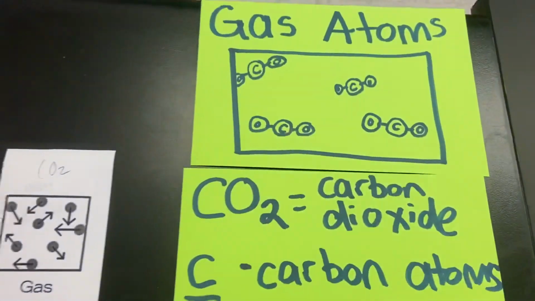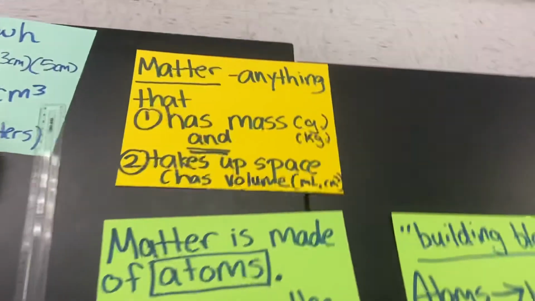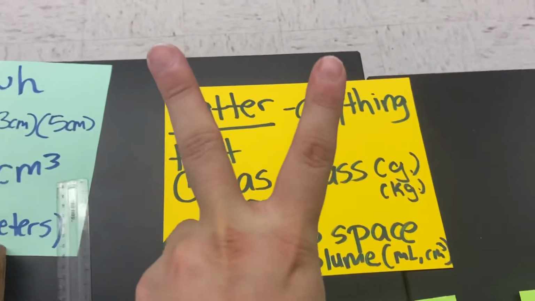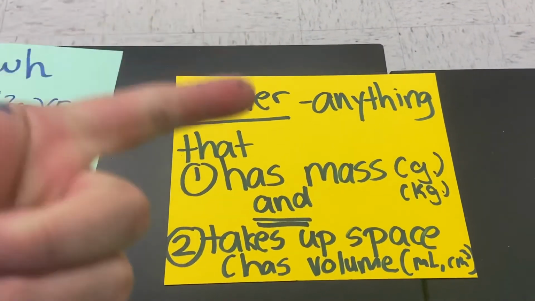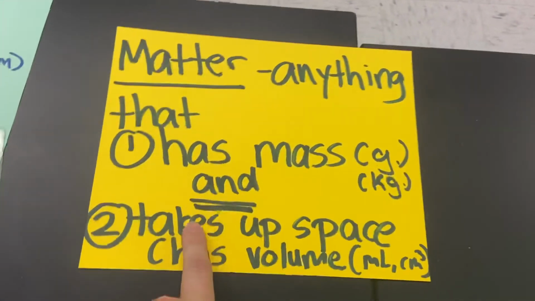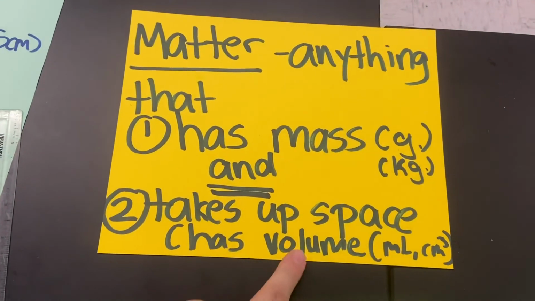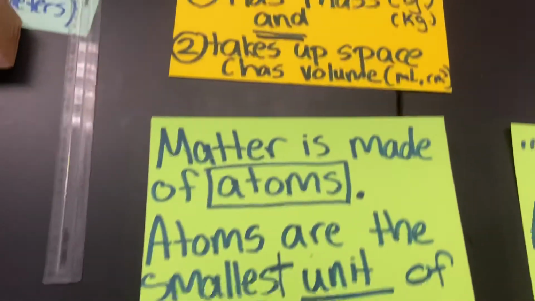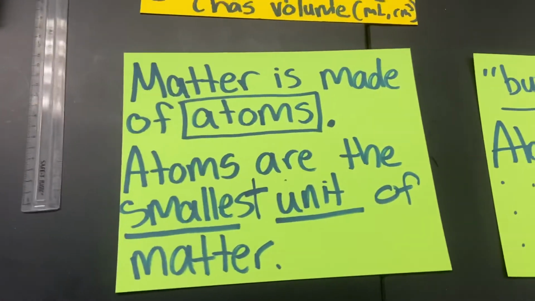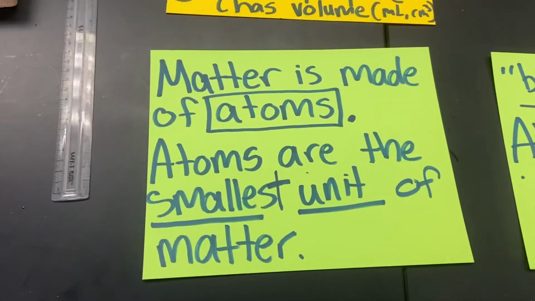These kinds of atoms. So remember, matter is anything that has two things. It has mass and it takes up space. If you take up space, that means you have volume. And matter is made up of atoms. Atoms are the smallest unit of matter.